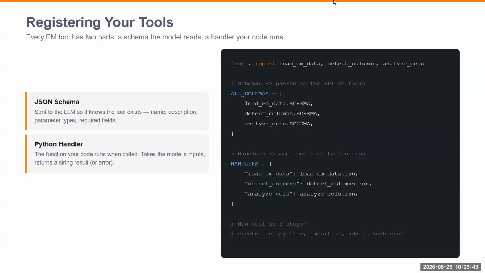Here I also have another example of how you can register your tools that can be looked at afterwards. You can do it in 2 different ways, like a JSON schema or a Python handler, and both of these ways are great to call out the tools.